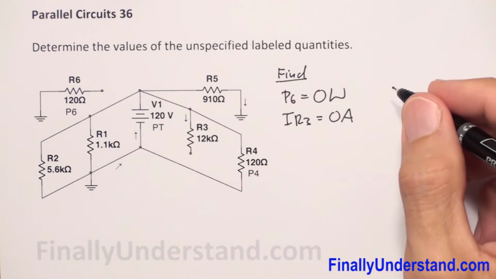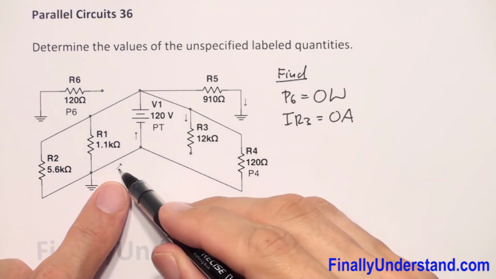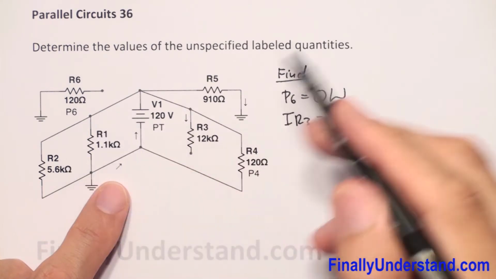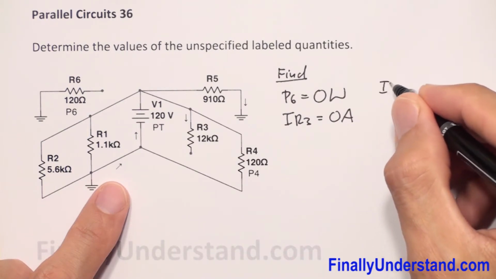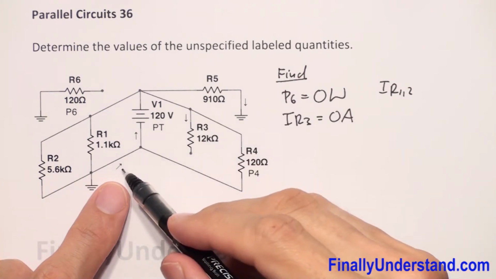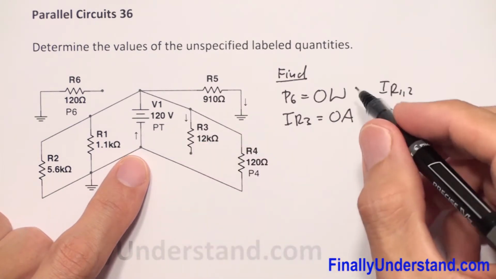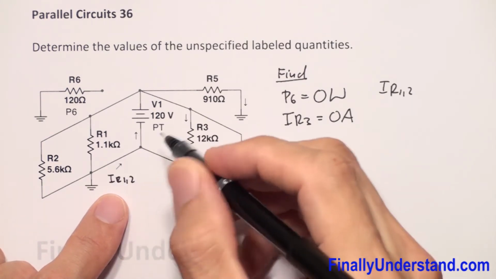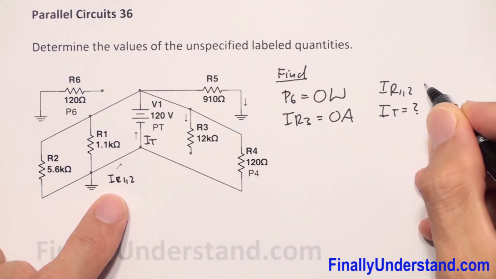That's why IR3 is also 0 amps. So what are we actually supposed to find? We're supposed to find this current, the current which will go through the resistors R1 and R2, so IR1,2. We're also supposed to find I total, because this is the current which will go through the voltage source. Let me write this down. This is IR1,2, and this is my I total. I have to find it.